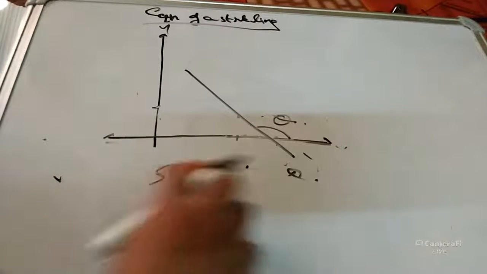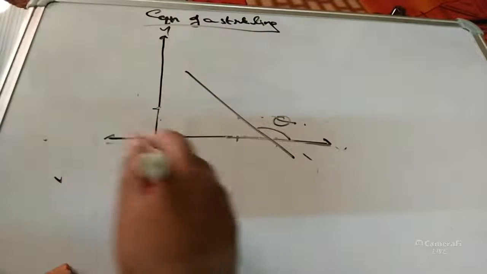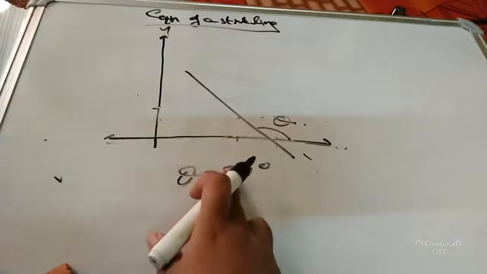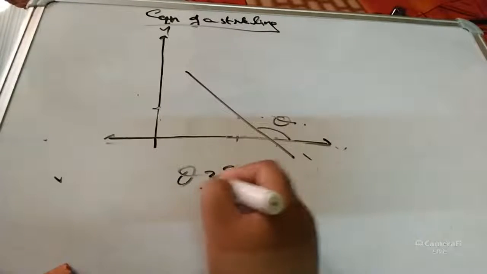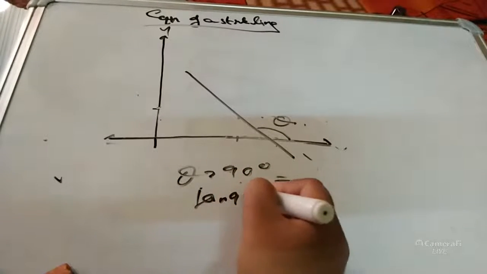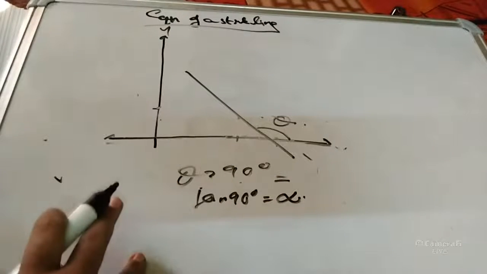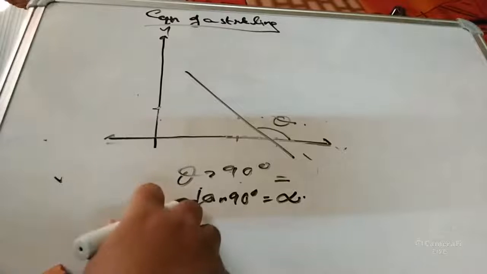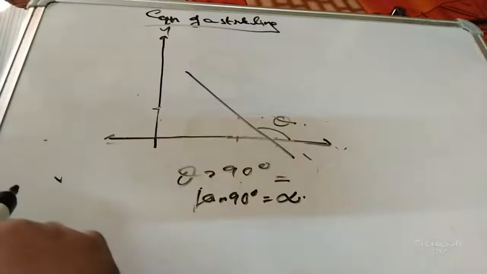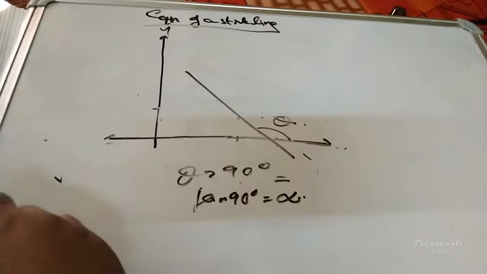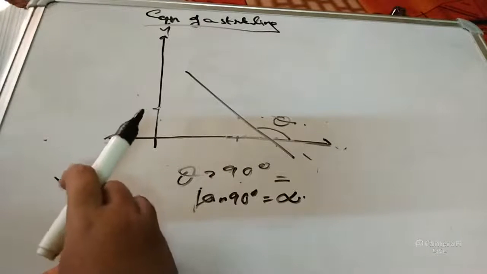Now you might ask, for a vertical line, because theta is 90 degrees, what will be the slope of a vertical line? When theta is 90 degrees, tan 90 degrees is not defined. So if tan 90 degrees is not defined, that means the slope of a vertical line will also be undefined, meaning we cannot define the slope of a vertical line.